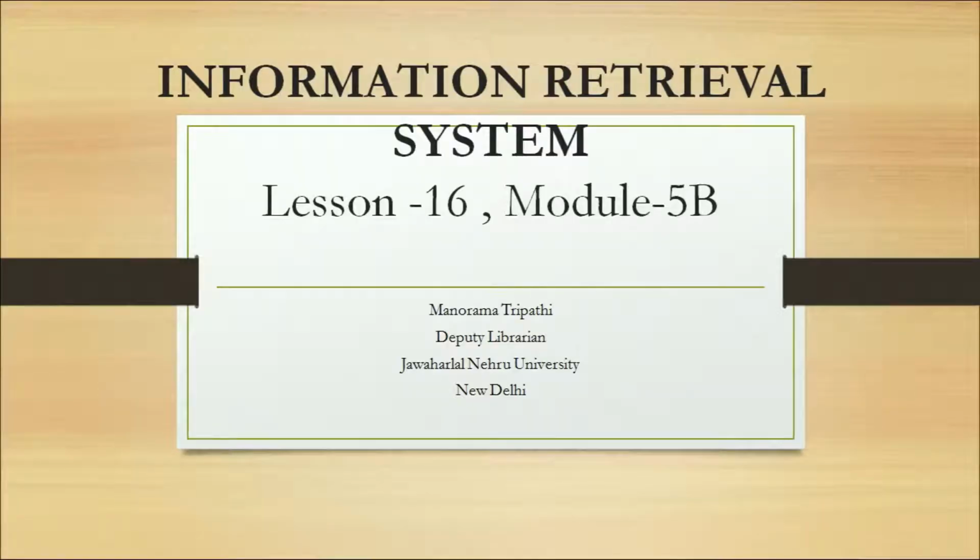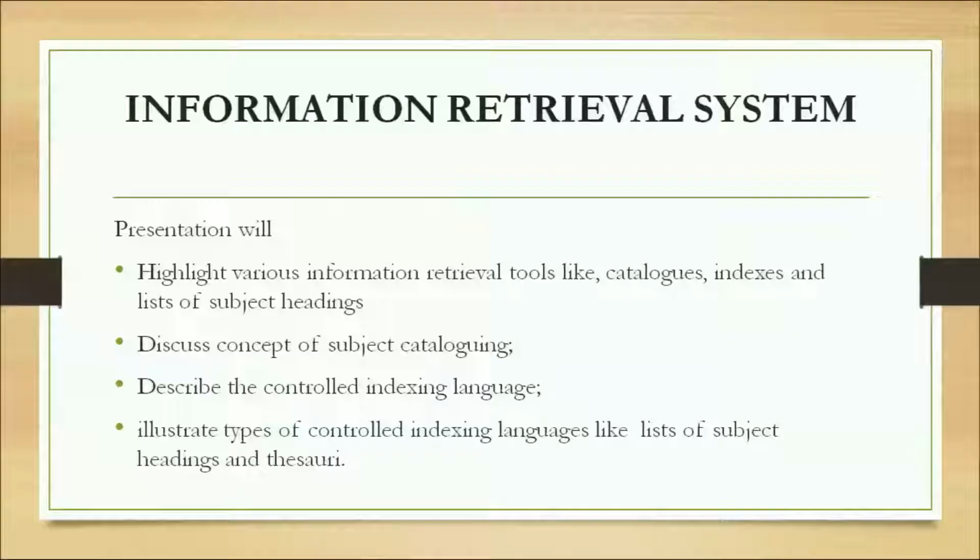Learners, last time we talked about information retrieval system, its basics, its concept and scope. Today I am going to focus on various tools which we use in an information retrieval system. So today this presentation will cover various information retrieval tools like catalogs, indexes and list of subject headings. It will discuss concept of subject cataloging. It will illustrate types of control indexing languages like list of subject headings and thesaurus.